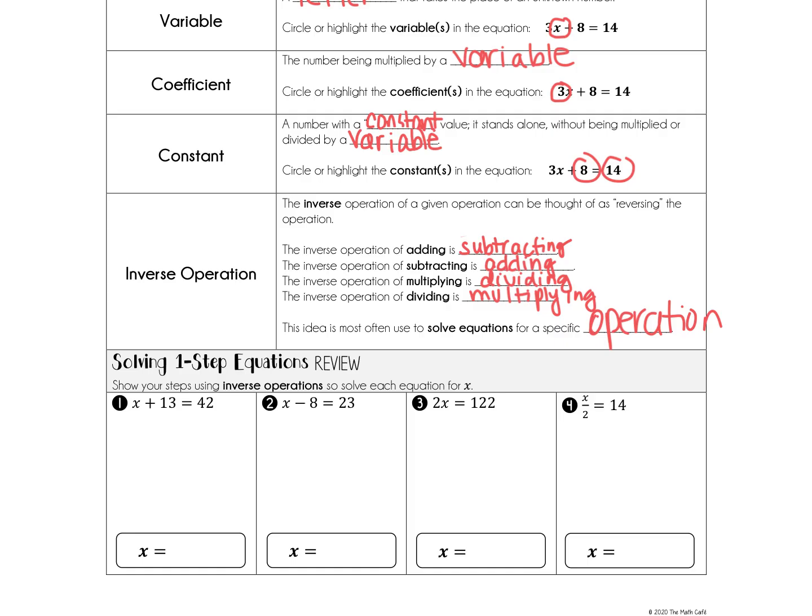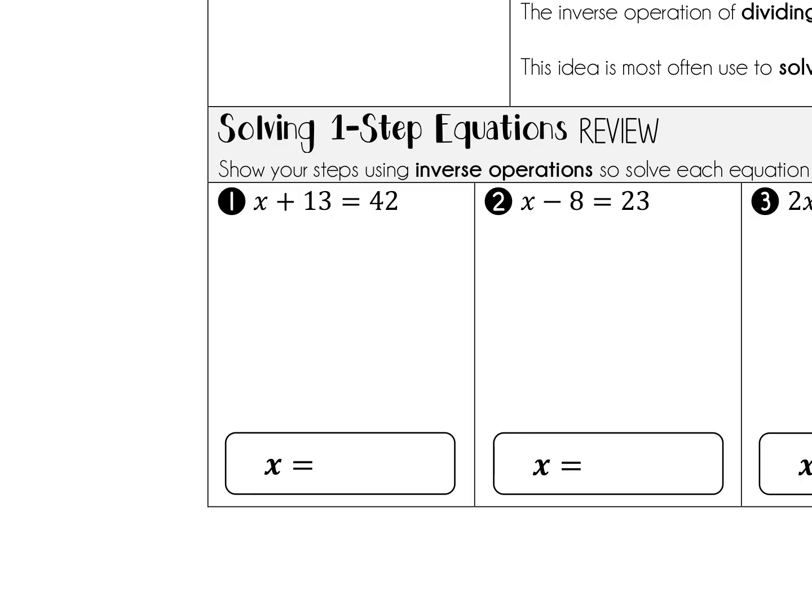Now that we have a good sense of our setup for our equations, what to look for with the equal signs and our coefficients and our constants, and of course our inverse operations, let's dive in to a few examples. Example number 1 reads x plus 13 equals 42. We'll show our steps using inverse operations.